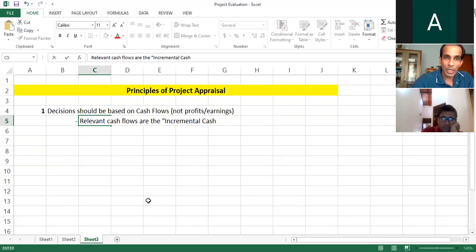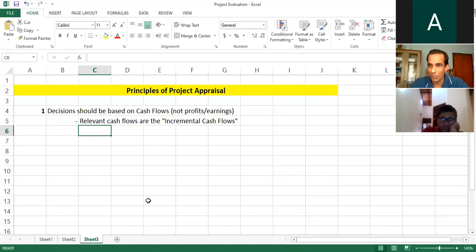Incremental cash flows, right? We normally use this term in management accounting also. For the incremental cash flows, we use another term. We call it differential cash flows. Differential. That means due to this project, there should be a difference, right?